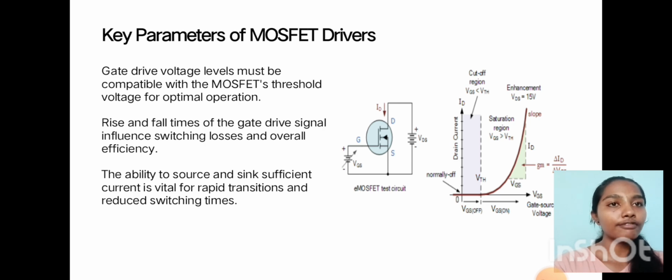Key parameters of MOSFET drivers. Gate drive voltage levels must be compatible with the MOSFET's threshold voltage for optimal operation. Rise and fall time of the gate drive signal influence switching losses and overall efficiency. The ability to source and sink sufficient current is vital for rapid transitions and reduced switching times.